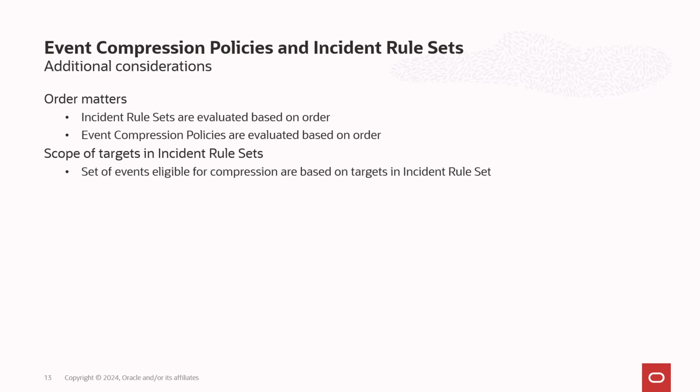When Enterprise Manager tries to find a matching event compression policy for an event, it will look at the first policy, then the second policy, etc., until it finds a policy that matches the event. Hence, if your events aren't compressed as you expected, revisit the order of both your incident rule sets and event compression policies. The second consideration is the scope of targets in the incident rule set. More specifically, the set of events that are eligible for compression are based on the targets in the incident rule set.